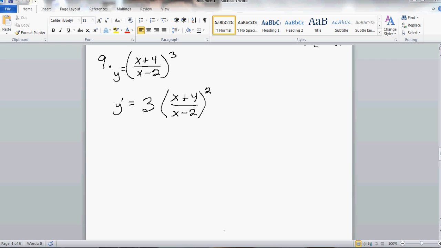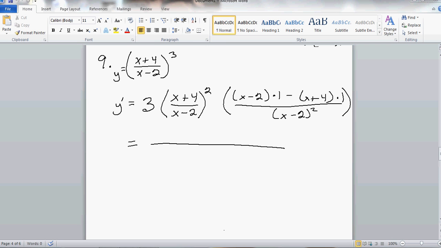But now we have to take the derivative of the inside. Well, in order to find the derivative of the inside, we need to use the quotient rule. So that will be ho d hi minus hi d ho, all over ho ho. Now it's just a matter of cleaning all of this up. So let's see what we'll get.